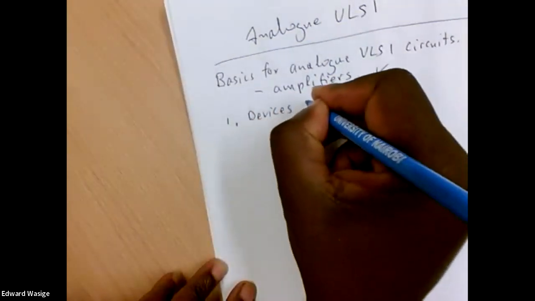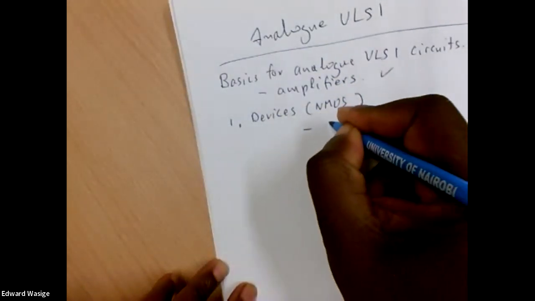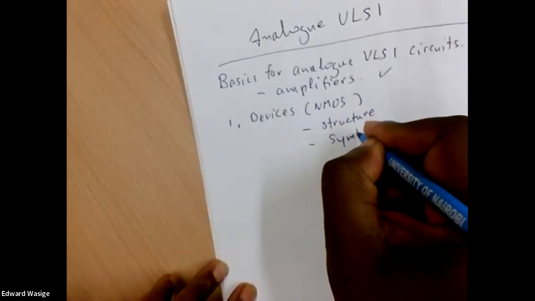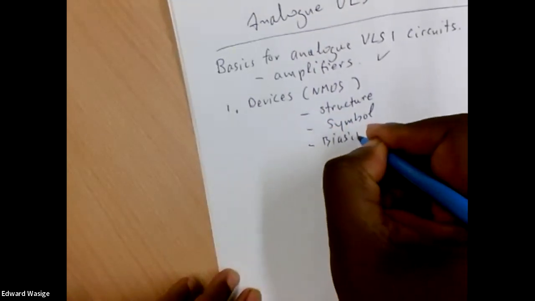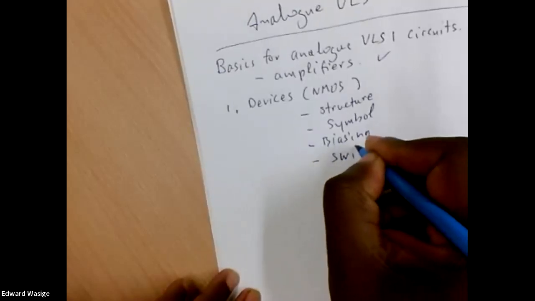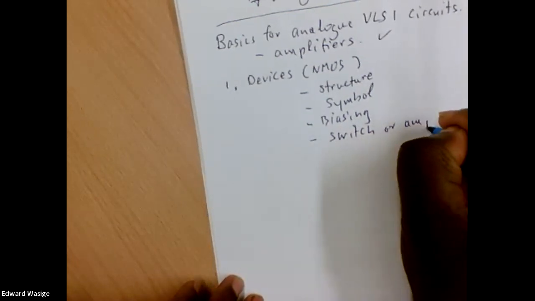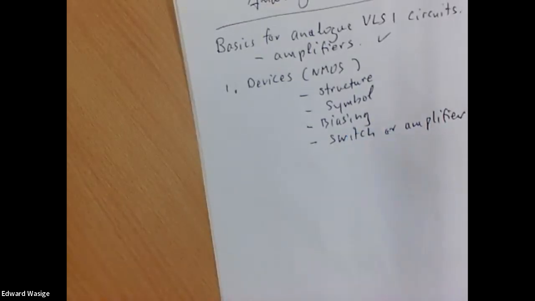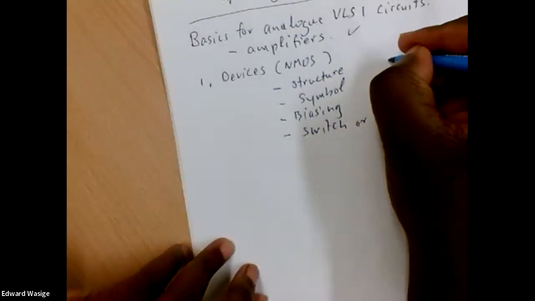We had started with the NMOS. So we'll look at the NMOS structure. We introduced this already. The symbol is important, and how we do the biasing. And the device can be used either as a switch or amplifier. For the digital VLSI part, you use the device as a switch. For my part of the course, we use the device as an amplifier. So we'll look at that.